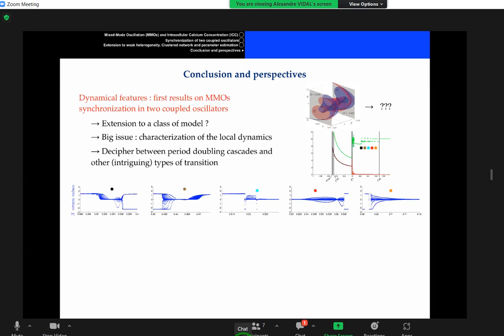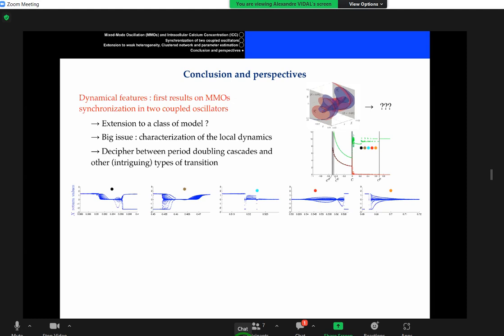Something that is more of numerics, but also some theoretical problems, to decipher between period doubling cascades and other very intriguing types of transition that we obtain for C positive. As you can see, I put some colored dots here, and each value of C corresponds to a certain type of bifurcation between two, let's say, stable in-phase behaviors. But all the bifurcations seem to be completely different.